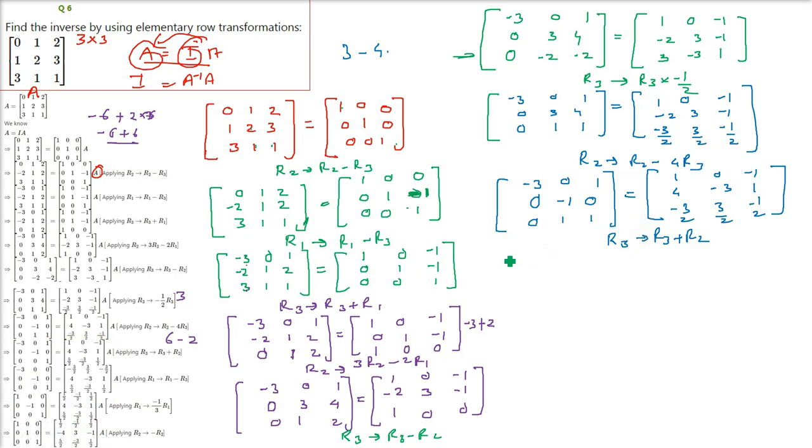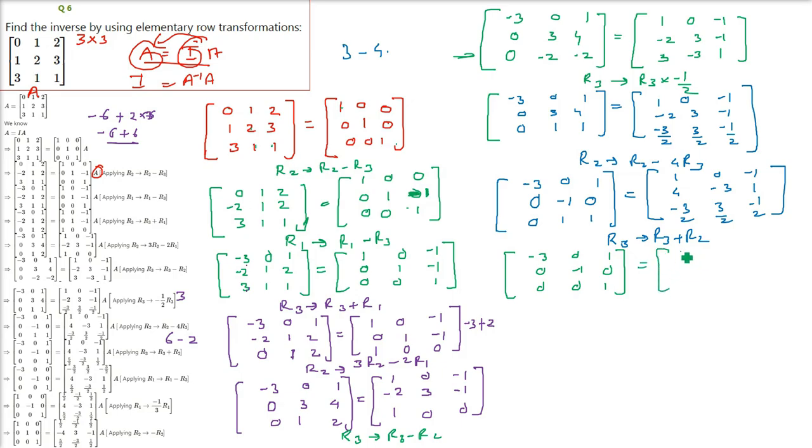Let us write the others here. So minus 3, 0, 1, 0, minus 1, 0. Row 3 plus row 2. So 0 plus 0 is 0, 1 minus 1 is 0, and 1 plus 0 is 1. So we have got a number of zeros and 1 also. So 0, 0, 1.